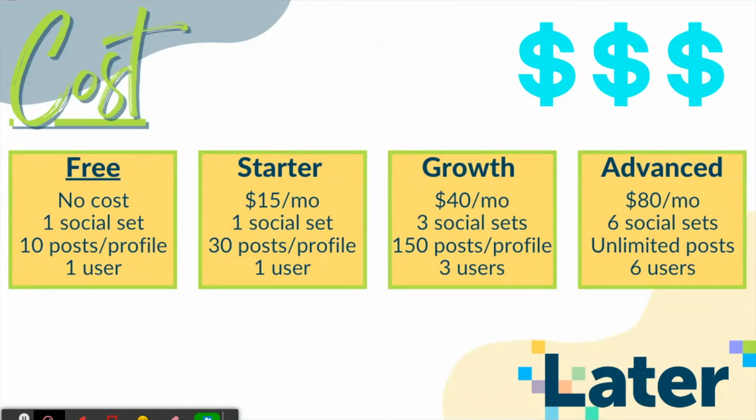But before we get into the details, let's define a social set in Later. A social set is a set of social profiles that includes one Instagram, one Facebook, one Twitter, one Pinterest, one TikTok, and one LinkedIn profile. This means that from a single social set, you can only manage one social media profile per platform that is supported by Later. Later does not emphasize their free plan.